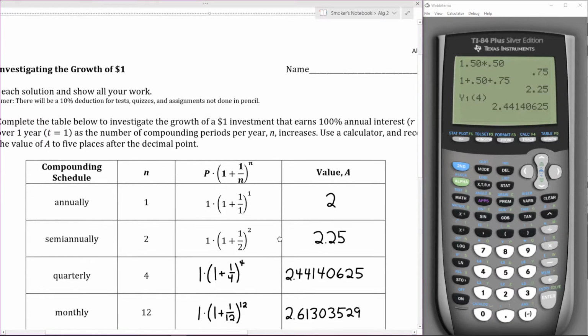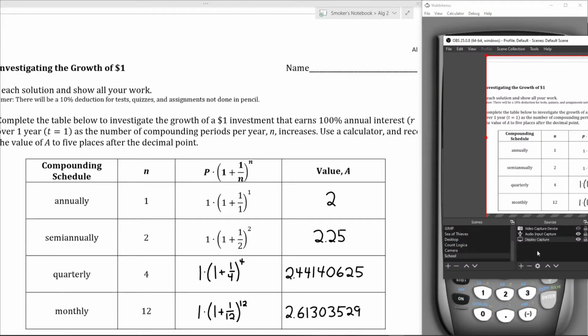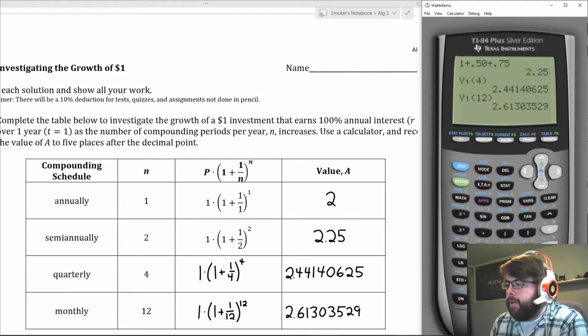Okay. Monthly is 12 times, so I'm going to do second enter to bring that up and type 12 in, hit enter. You're going to get $2.61. I'm actually going to bring the camera back in because I don't think you need to see the buttons being pressed anymore, because it's going to just be redundant now.